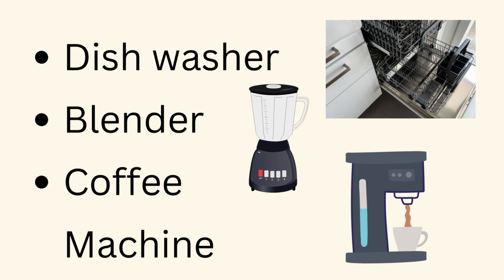Okay, now let's move on to our next set of words. Our first word is dishwasher. A dishwasher is a machine that washes dishes. Here is an example of a sentence. Please put the dishes in the dishwasher.